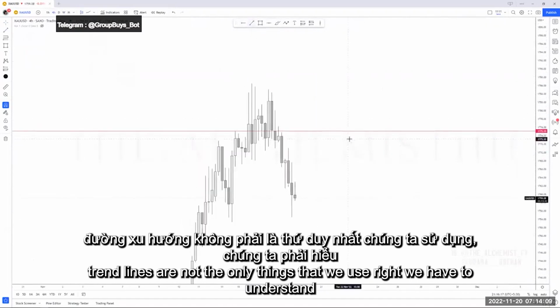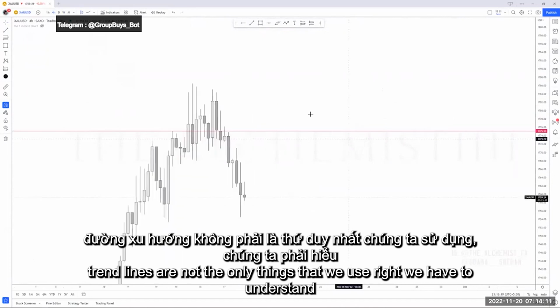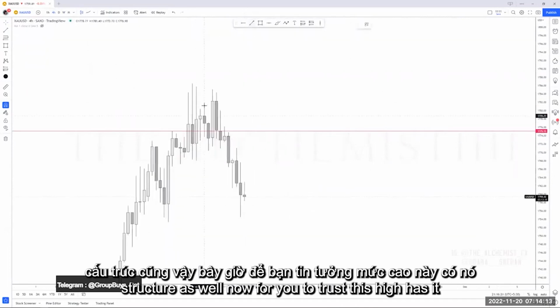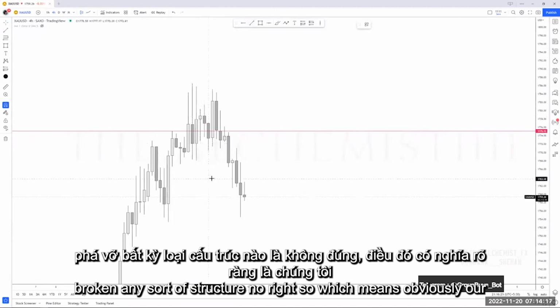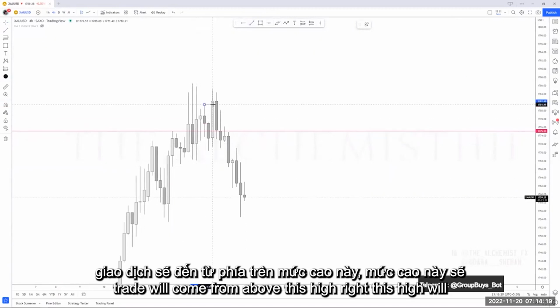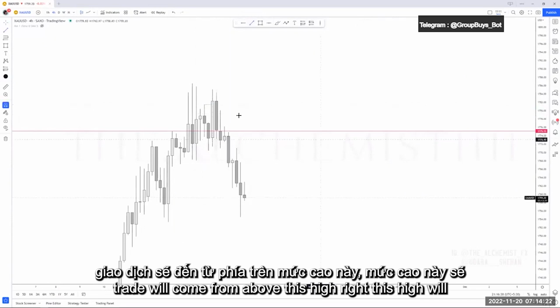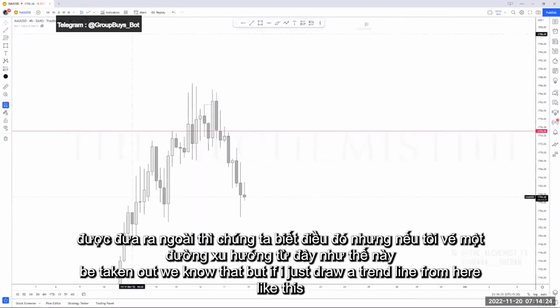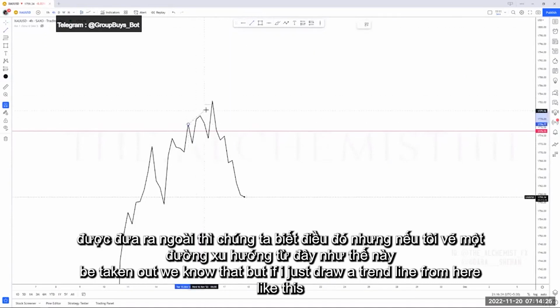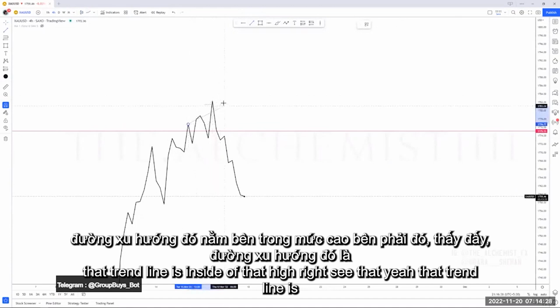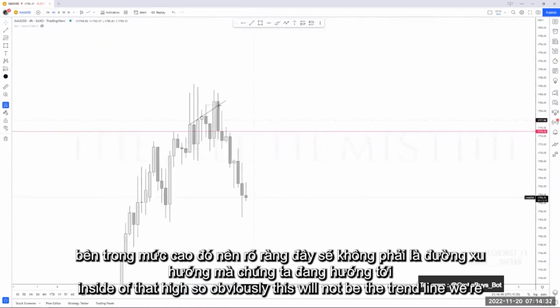Remember, trend lines are not the only things that we use. We have to understand structure as well. For you to trust this high, has it broken any sort of structure? No. Which means obviously your trade will come from above this high. This high will be taken out. But if I just draw a trend line from here like this, that trend line is inside of that high, right? So obviously this will not be the trend line we're going to use.